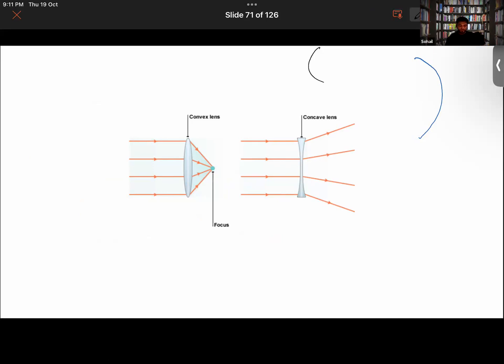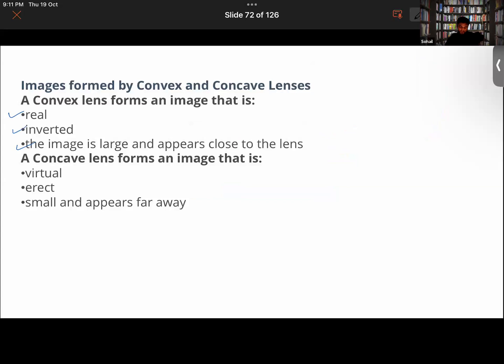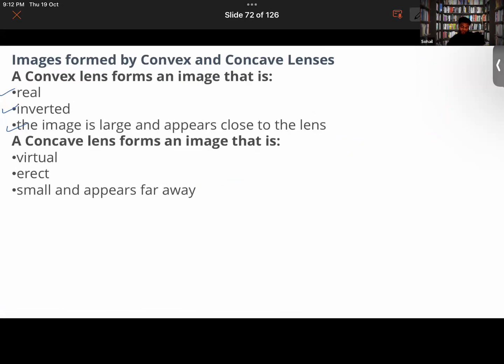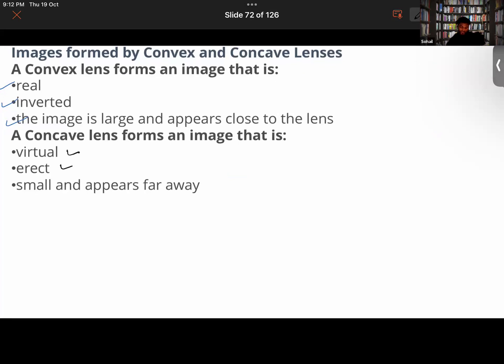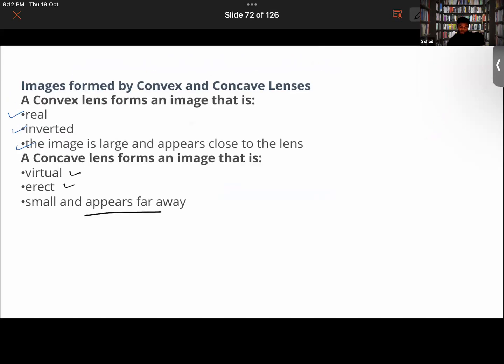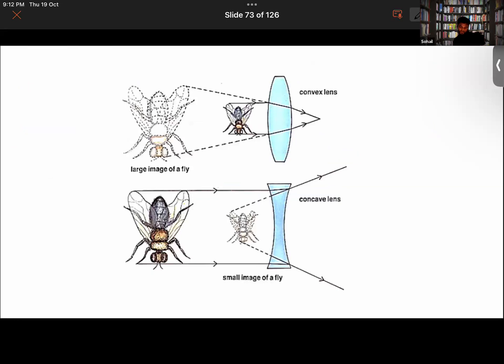Then talking about the properties of the concave lens, what type of image will it form? It will form a virtual, erect, and small image of the object. Have a look at the two lenses and the image formed by them. In the first one, that is a convex lens, look at this dotted representation here, which is the image of the fly.